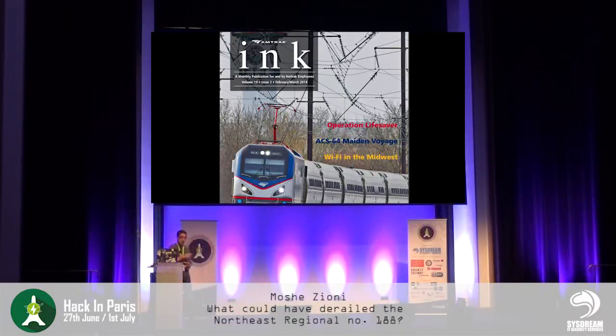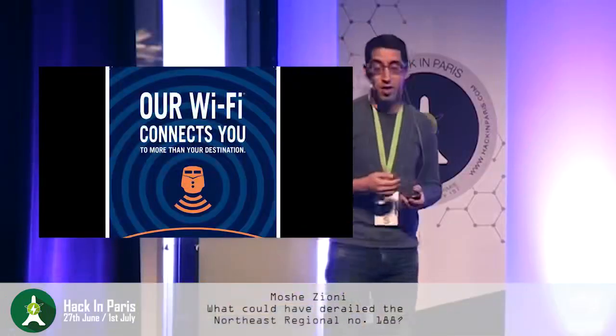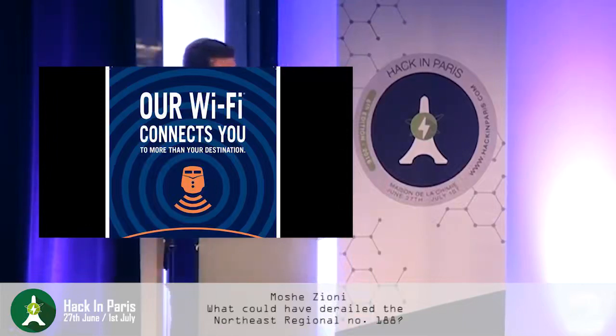Now, when we turn to page 9, we see this written. I haven't changed anything about it. I read it out for you. The equipment is connected to the Central Control Unit, CCU or brain. The brain itself is located inside the train. Access points are what send the brain's communications, not my fault, that's the actual read, throughout the train and allow a customer to connect to the internet. Now, I really hope that's an error by whoever printed this paper, but in any case, it just exemplifies the case for Amtrak, which actually used this poster, "Wi-Fi connects you to more than your destination," to emphasize the Wi-Fi connectivity.